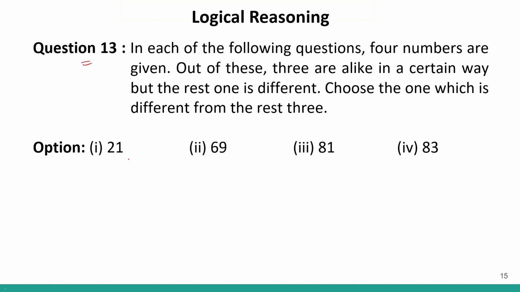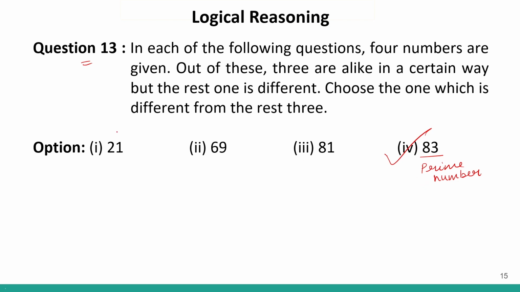Question number 13. 21, 69, 81 and 83. If I look at these, I know that 83 is a prime number. If you remember the list of prime numbers, you can clearly see that 83 is a prime number. 21 is a composite number. It is a multiple of 3 and 7. 69 is a composite number. 81 is also a composite number. Only 83 is a prime number. Therefore, option number 4 will be the correct answer.